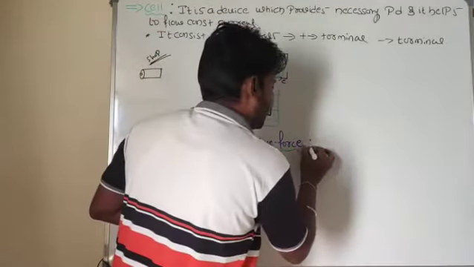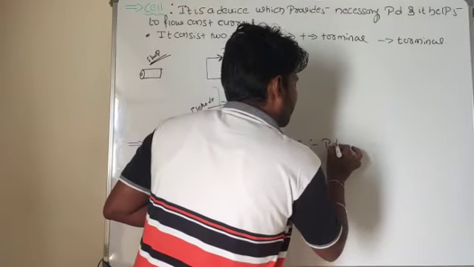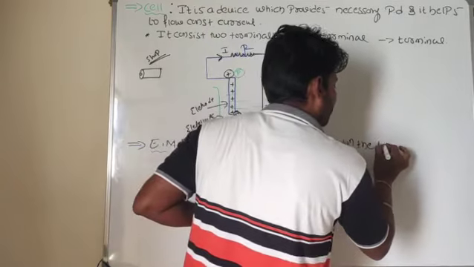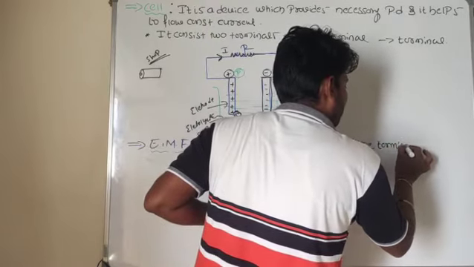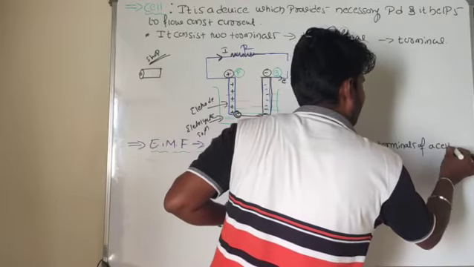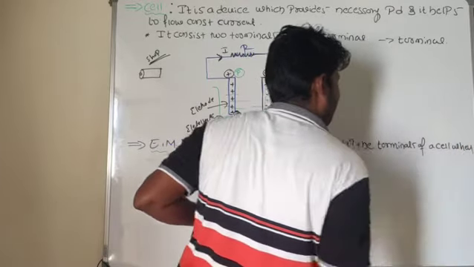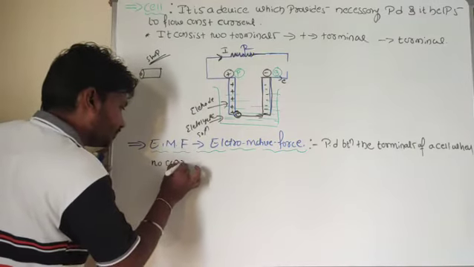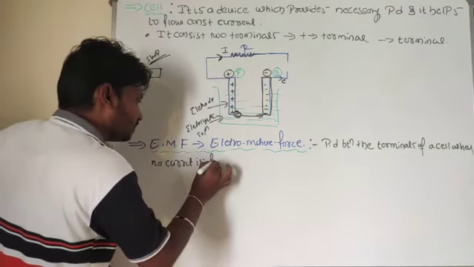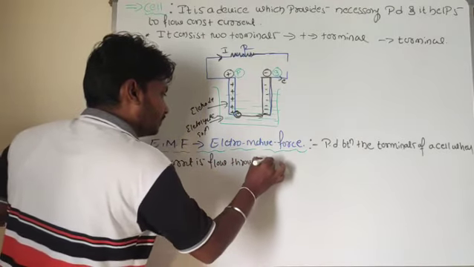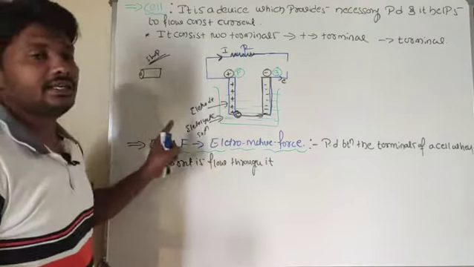So then how will you define it here? Potential difference between the terminals of a cell when no current flows through it, so that we can call it EMF.